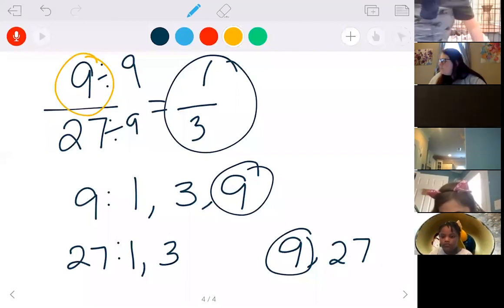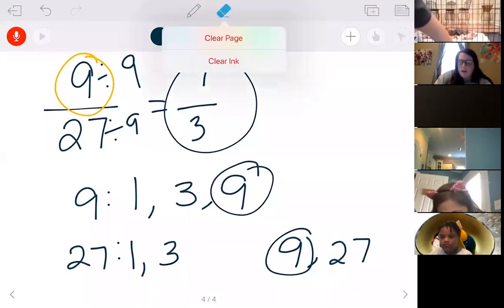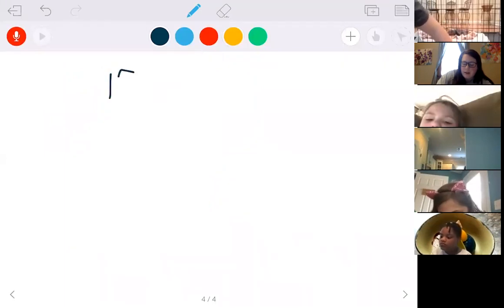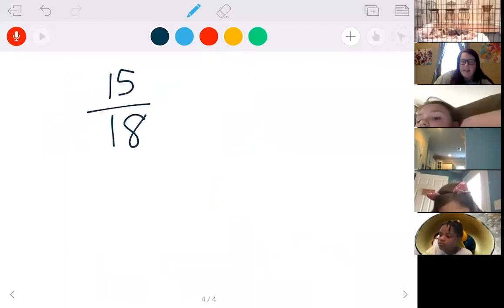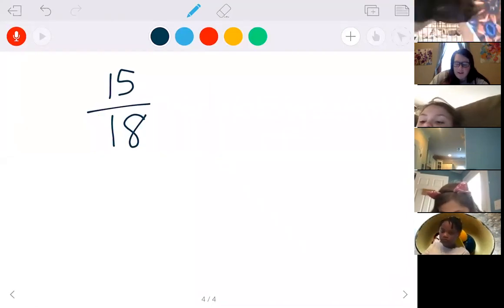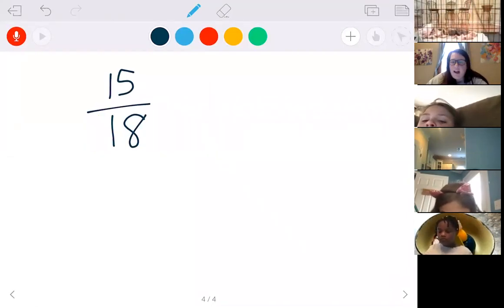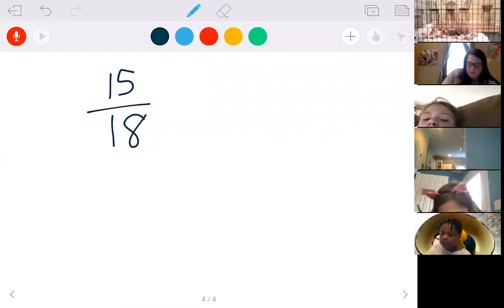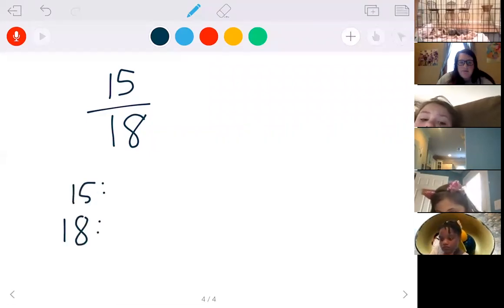So let me look. Let's do one like this. 15/18. Now my trick doesn't work here. I can divide 15 by 15, but I cannot divide 18 by 15. That doesn't work, it's too big. So I have to look at the factors for this one. So I'm gonna look at 15 and 18.